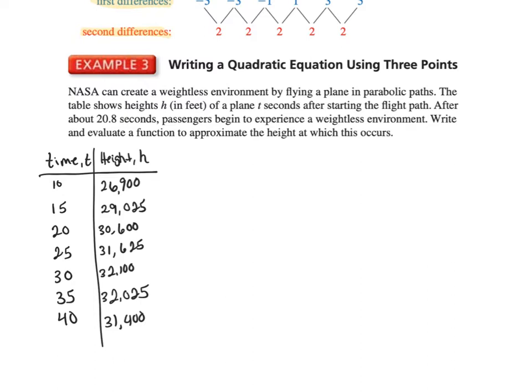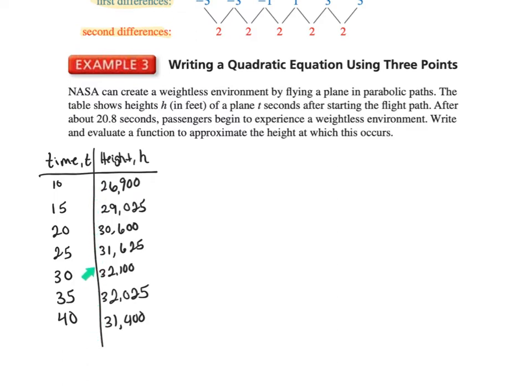So the first thing we have to do is look at the first differences and the second differences. First thing you need to check, though, is to make sure that you have a pattern going on in your x values. So let's look at our x values. We have 10, 15, 20, 25, 30, 35, 40. We absolutely have a pattern happening in our input values. They're going up by 5's. It has to be some type of pattern. Go by 1's, 2's, 3's, whatever. 5's is fine.